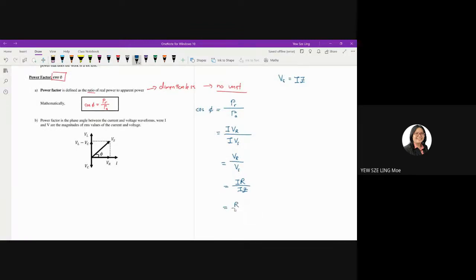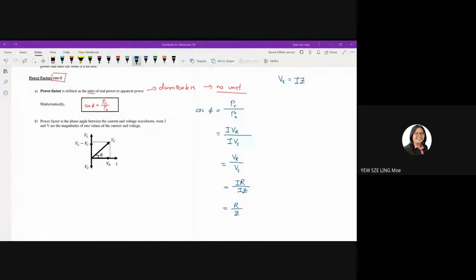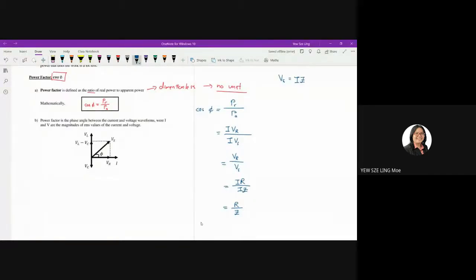And cos phi is equal to the ratio of R to Z, if you do the derivation. So when you look at this set of equations, you can sum it up as: cos phi is equal to PR over PA. It is equal to VR over VS. It is equal to R over Z. All these equations can be used to calculate power factor.